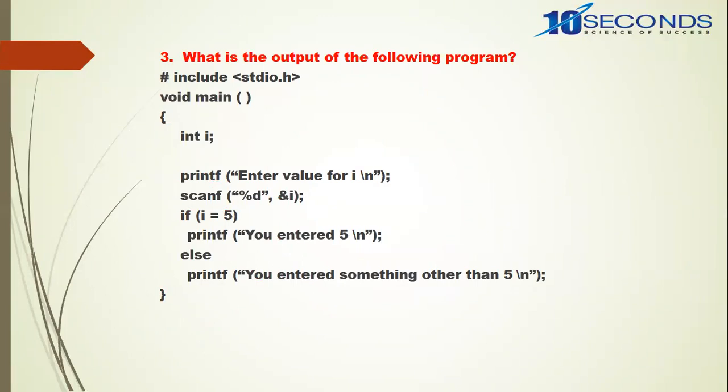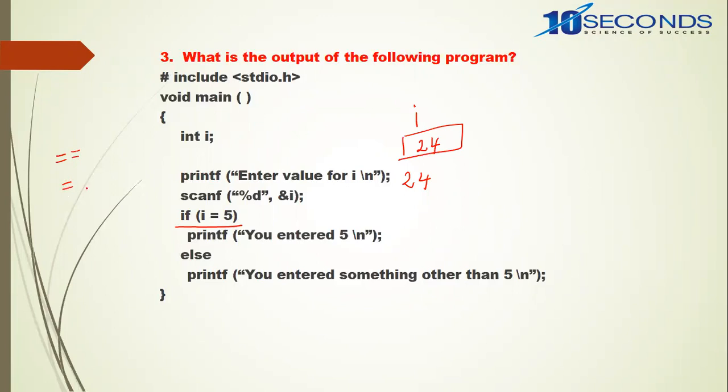What's the output of the following program? So memory will be allocated to I. Enter value for I. So think of the scenario. I have entered 24. Now because of the scanf statement, 24 will go and sit in I. Now observe here very carefully. If I equal to 5, it is not double equal to, it is single equal to. There is a lot of difference between single equal to and double equal to. Single equal to is called the assignment operator. Double equal to is called the comparison operator or equality operator.